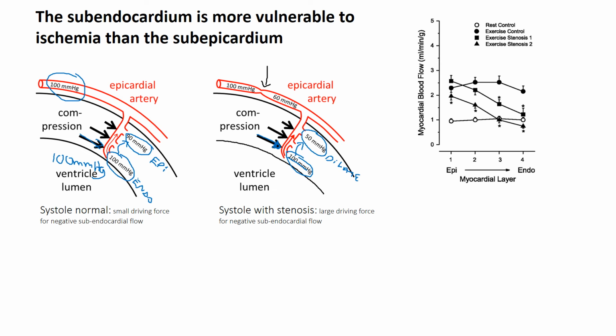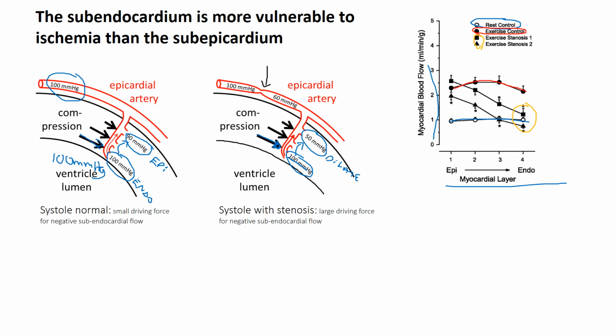Okay, and that's why the sub-endocardium is much more susceptible to ischemia than the epicardium. Here is a plot from an experiment of perfusion at different layers in the myocardium. During resting conditions, the perfusion is pretty uniform from endo to epi side. During exercise, it stays pretty uniform. But when you have a stenosis, that's in these two data sets, the problems emerge in the endocardial layers, right?